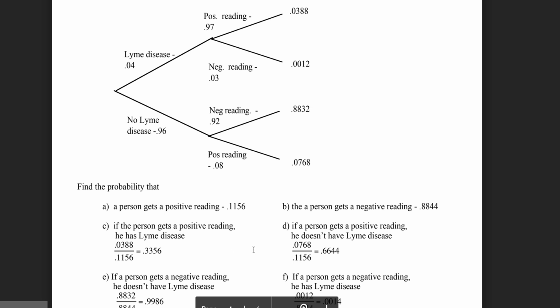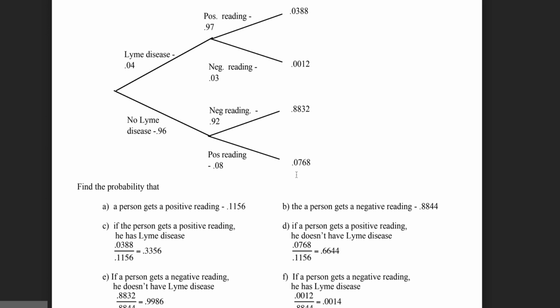So if you go into the clinic or whatever, and you say, I'm not feeling well, I think maybe I have Lyme disease, and they give you a test and it comes back positive, what's the probability that, even though it came back positive, you have Lyme disease, right? And it's a 33.6% chance that you actually have it. Very strange, right? Very strange.